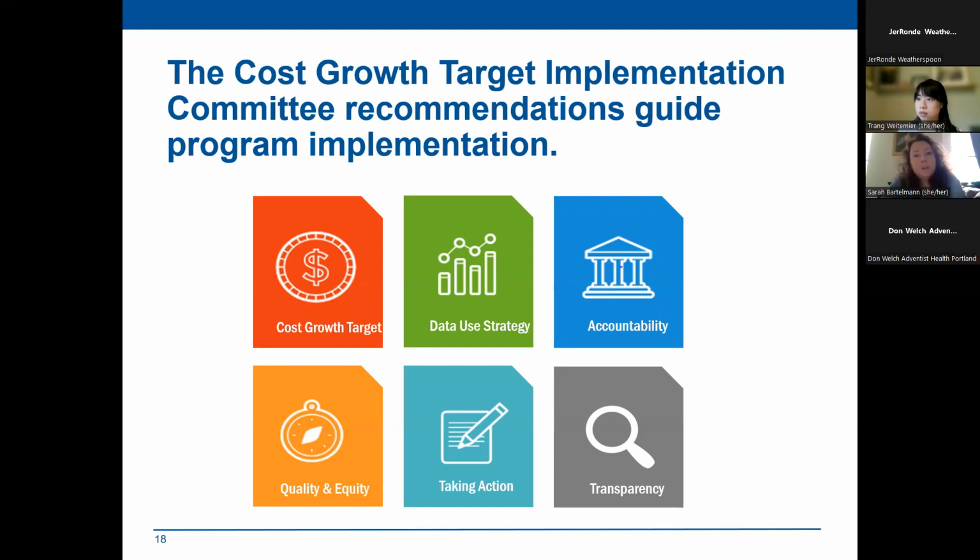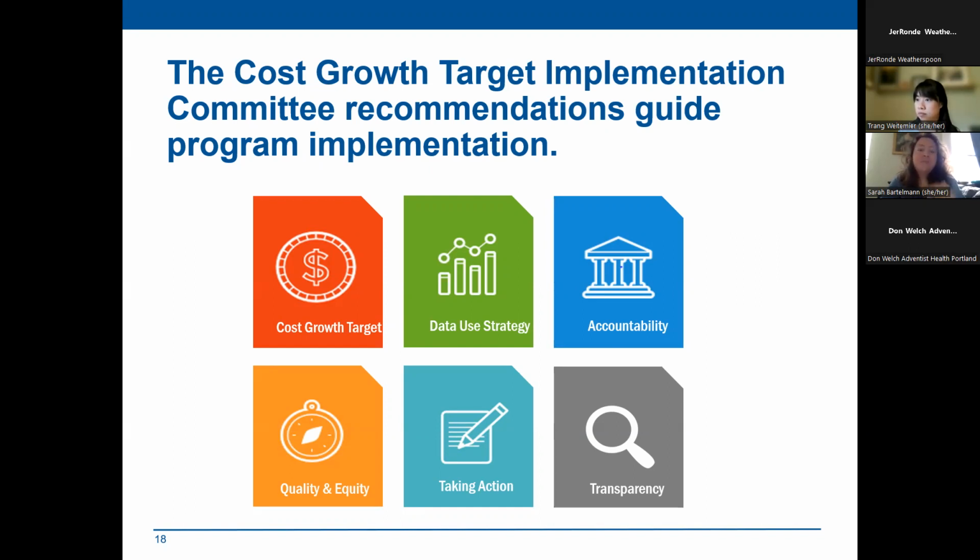We also want to focus on taking action. So it's not enough to just have a target. A target provides that common goal, that common measuring point, but it's just a number. At the end of the day, it is just a number on a piece of paper. And unless organizations, payers, providers, stakeholders, the state are taking additional actions to help meet the cost growth target, the program will not be successful. So we have a body of work around that as well.